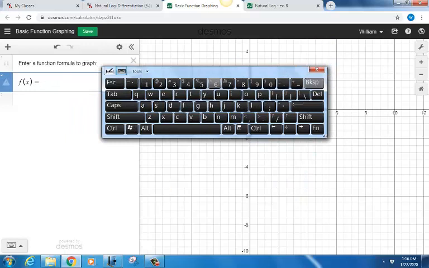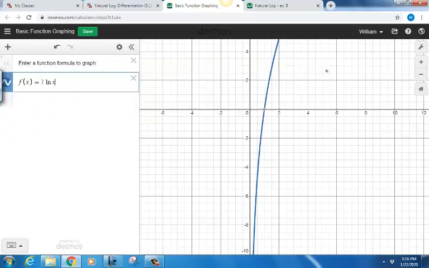So let's see, what was it? 7 times natural log of x, right? Desmos knows natural log, so if you just type in ln, it knows that, right? So I just typed in 7 ln x, and there's the graph. And so we can compare that to the ones that they gave us.